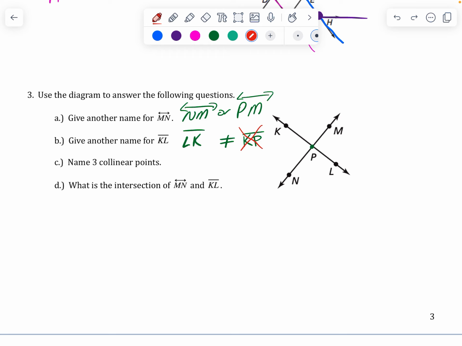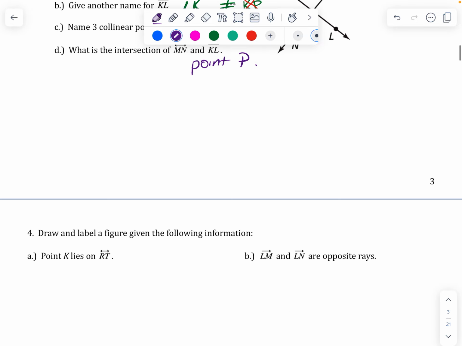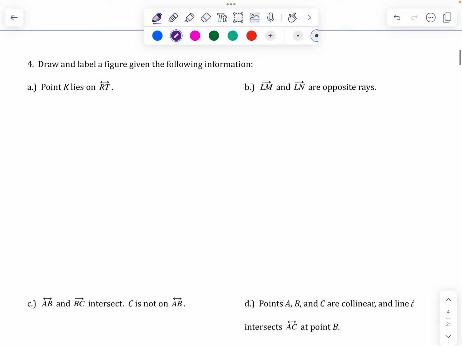Name 3 collinear points. So you could do KPL or NPM. And what is the intersection of the two lines, line MN and line LK? You can see that it is point P, and that's how we would write that. Okay, we've got just a couple more examples here.